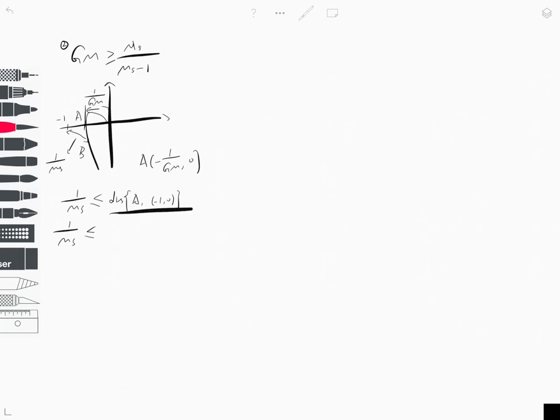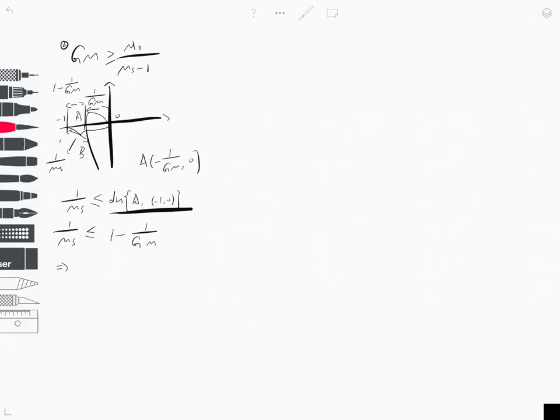How do we represent this part? From the figure, we can easily see that the distance between A and -1 should be 1 minus 1 over Gm, since the distance between -1 and the origin is 1, and this is 1 over Gm. So 1 over Ms is smaller than or equal to 1 minus 1 over Gm, right?